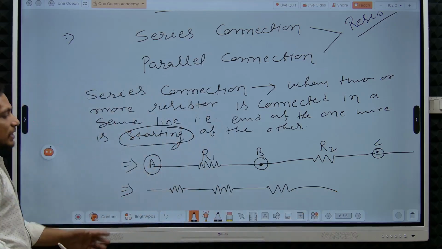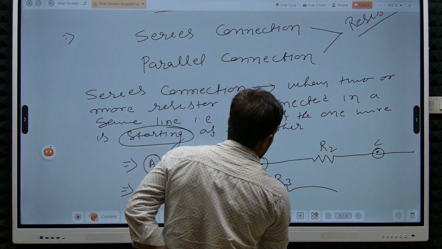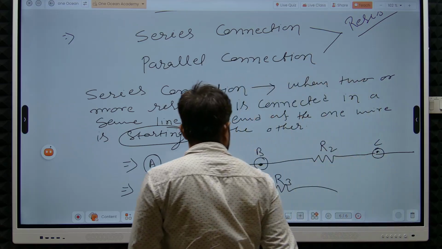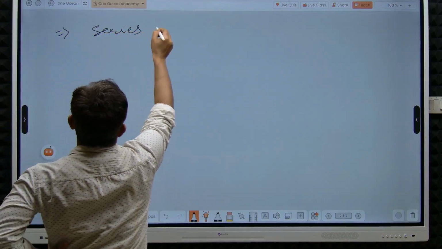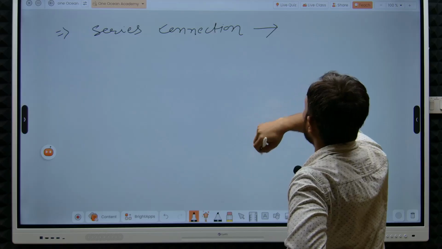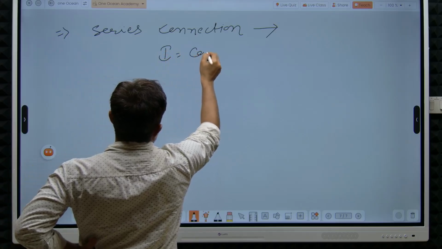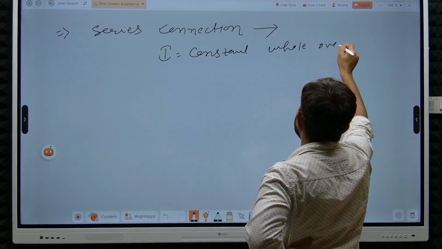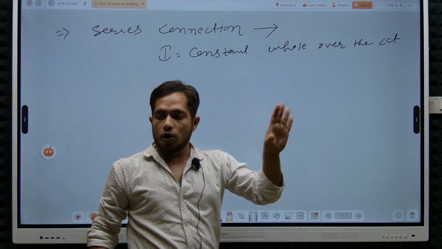All these connections are series connections. Let us say this is R1, this is R2, this is R3. So this type of connection is series connection. Now, why do we read about the series connection? You need to remember that for series connection, current is constant, I is constant whole over the circuit.